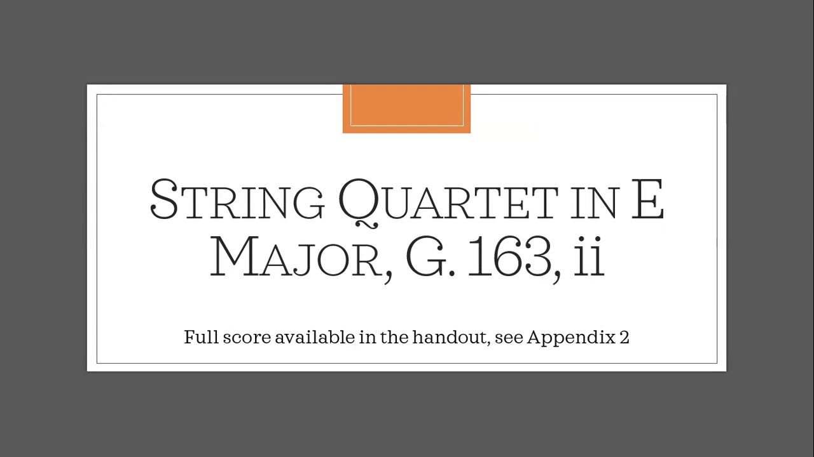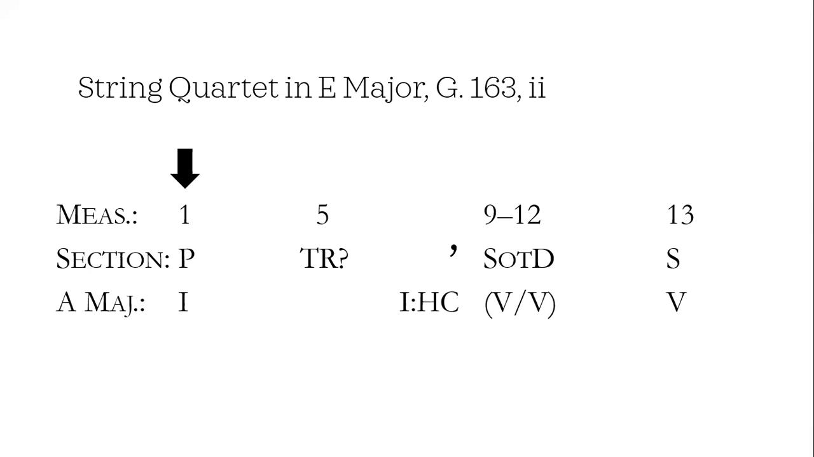The second movement of G163 employs two standings on the dominant, each with a specific separate function. Appendix 2 at the end of the handout provides the score to this movement, while example 3 gives an overview of the exposition. Measures 1 through 8 establish the tonic key, A major, with a 4-bar prolongation of the tonic triad.